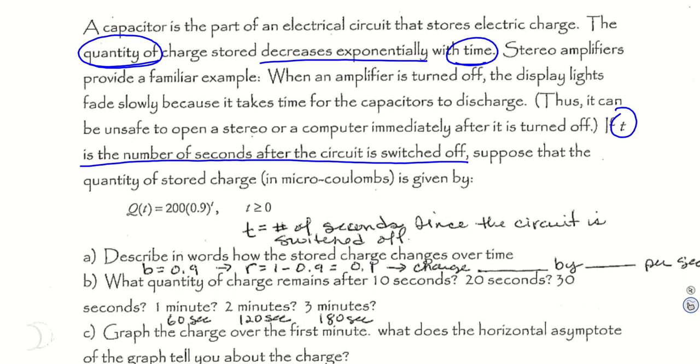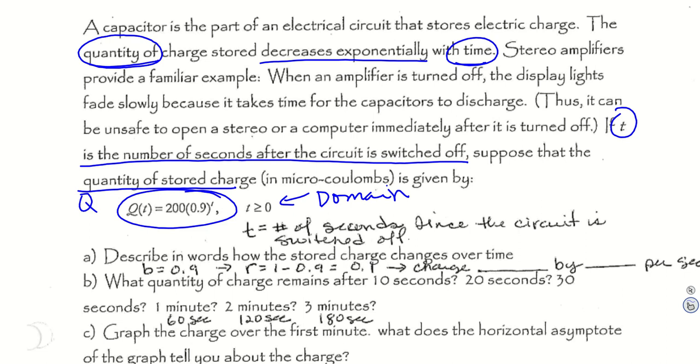Suppose that the quantity of stored charge in microcoulombs is given by this. So the quantity of stored charge is our Q, and we have the equation Q of t equals 200 times 0.9 to the t. T greater than 0 is our domain, right? It's what t could be.